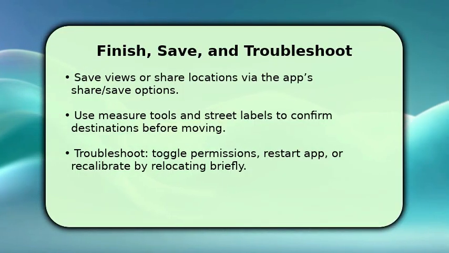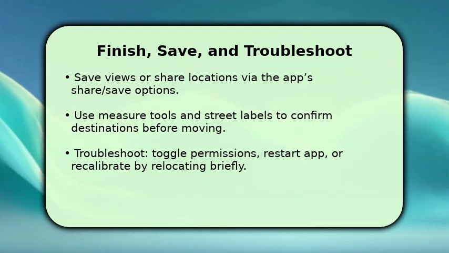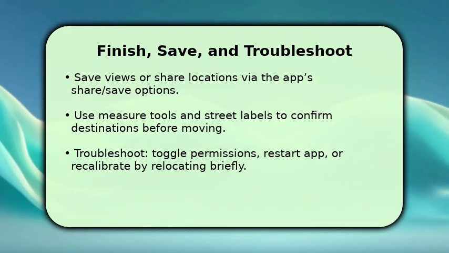If overlays drift or fail, first toggle camera/location permissions, restart the app, or step a few meters and let Live View reacquire features. This simple recalibration fixes most alignment issues quickly.